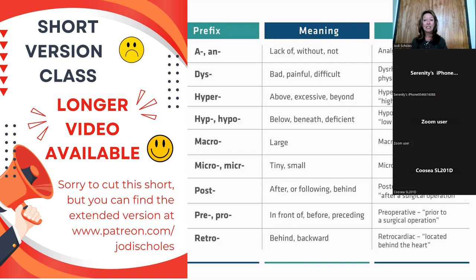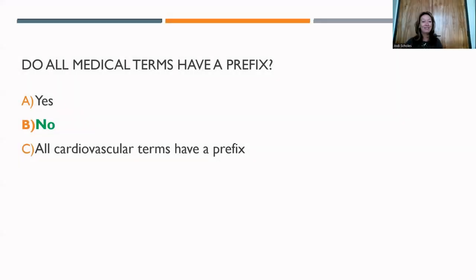Dys, dysfunction, bad, painful, difficult. Dysrhythmia, so the disruptive, right? Abnormal rhythms. So dysrhythmia, abnormal rhythms. Why don't they just say abnormal? Next question.